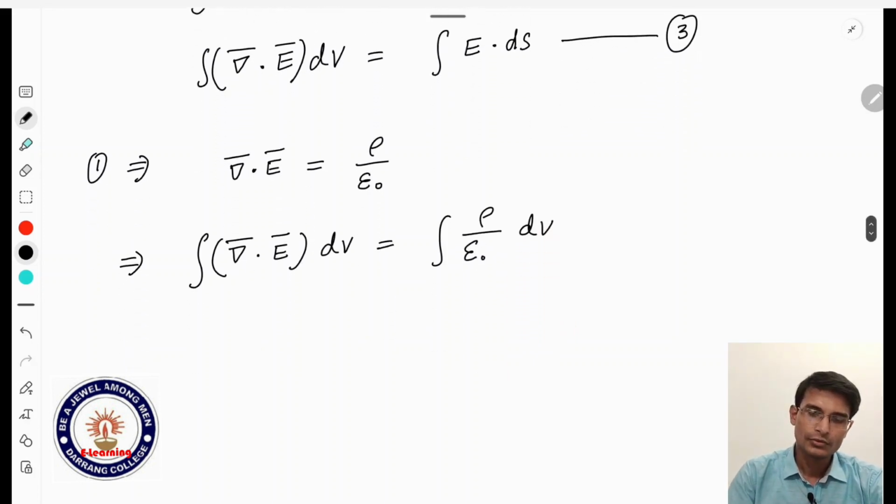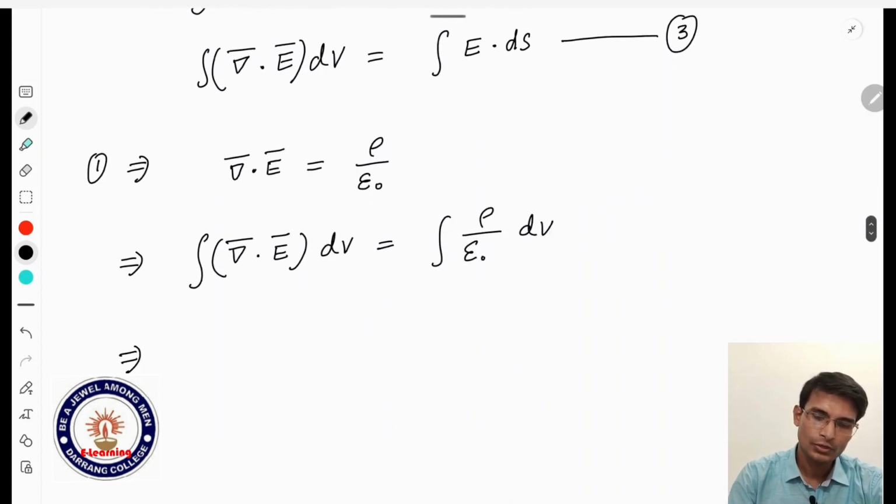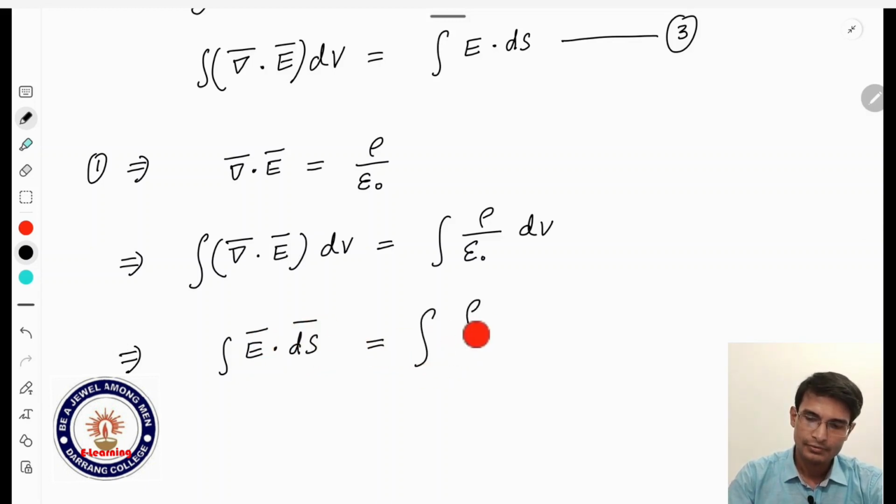So now you can see that the left hand side, from the divergence theorem, can be written as E dot dS. You see, the left hand side of equation 3 is del dot E integrated over a volume V, which is equal to E dot dS. So instead of this left hand side, we can replace it with E dot dS, and the right hand side is the integral of rho by epsilon naught dV.